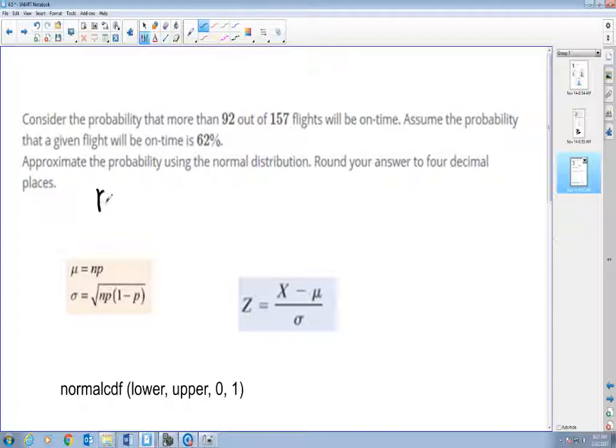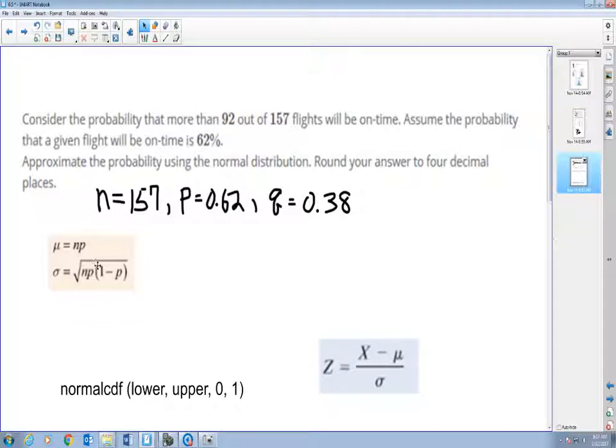My n, number of trials, there are 157 flights. My p, probability that it will be on time, 0.62. Q, probability of failure, not on time, 62% on time. That means 38% is not on time. Alright, so let us find the mean.